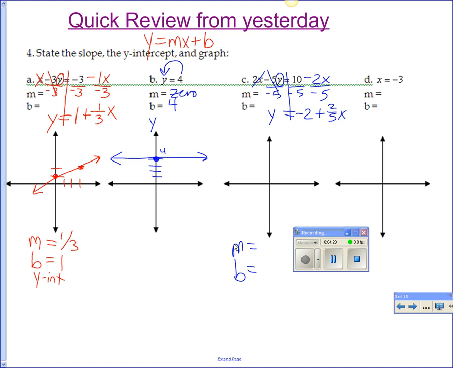Levi, what would be my m on this one? 2/5. M is always with the x. M is always with the x, okay? And so that means B is negative 2.